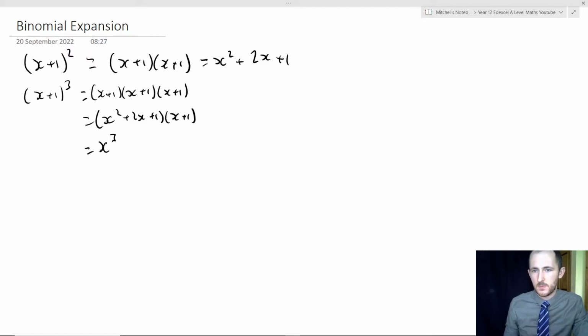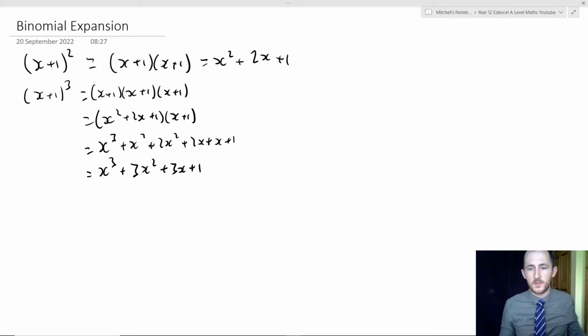So x cubed plus x squared plus 2x squared plus 2x plus x plus 1. Then you'd gather the like terms. You have x cubed plus 3x squared plus 3x plus 1. So as you can see, it's taking a bit more effort, right? So what we need to do is find an easier way to do this.